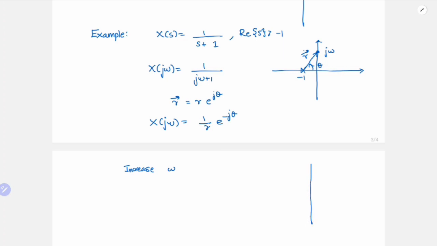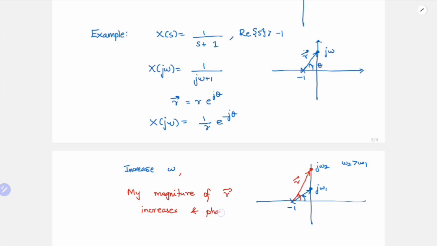So you can see now when we increase omega, what happens? Initially, let's say omega was here, my pole is here. Now if I move this to some omega here, j omega 1, j omega 2, omega 2 greater than omega 1, what happens? You can see the length is increasing and the angle is also increasing, right? So my magnitude of vector r increases and phase also increases.